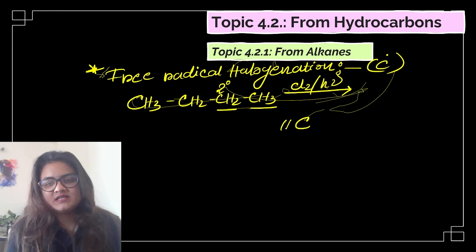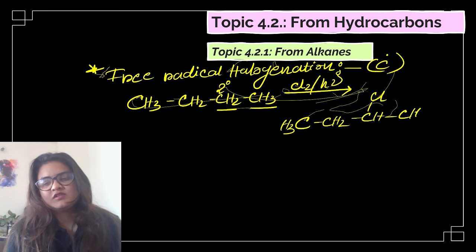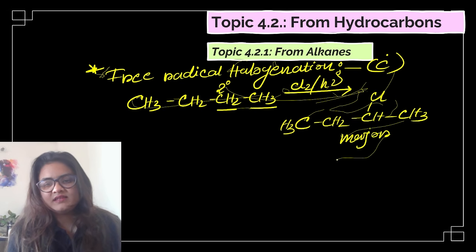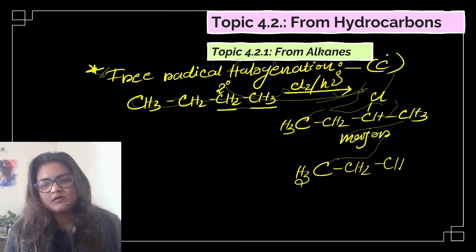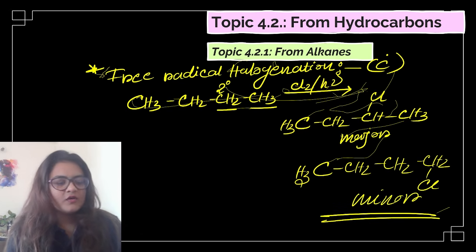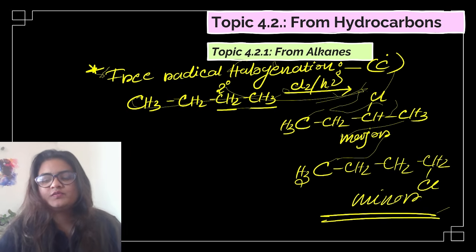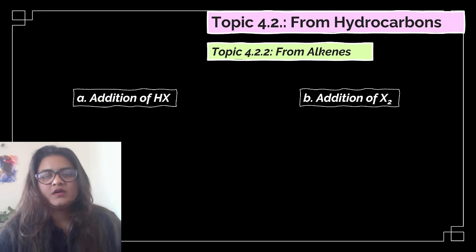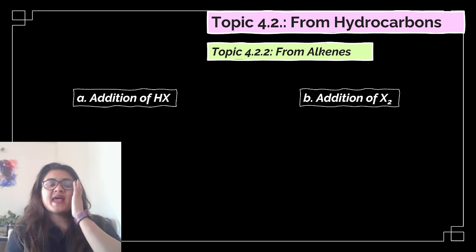So CH3, CH2, CH, here let's say I am getting the chlorine, and CH3. So this I will be getting as the major one. And another thing, if I proceed, let's say CH3, CH2, CH2, CH2, Cl, that is a minor one. Okay, I guess it is clear to you. Okay, let's proceed.